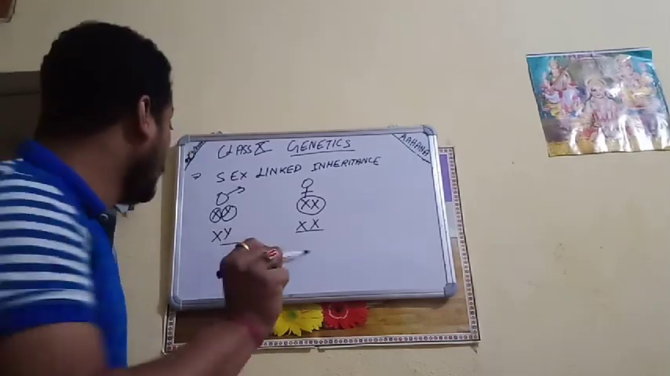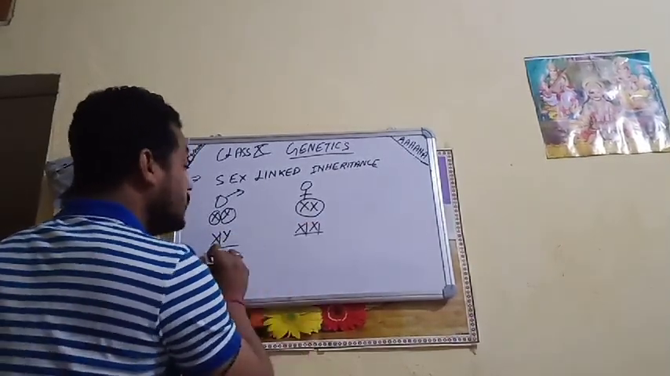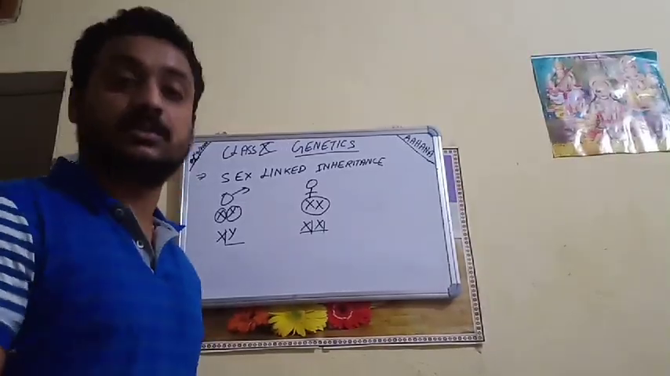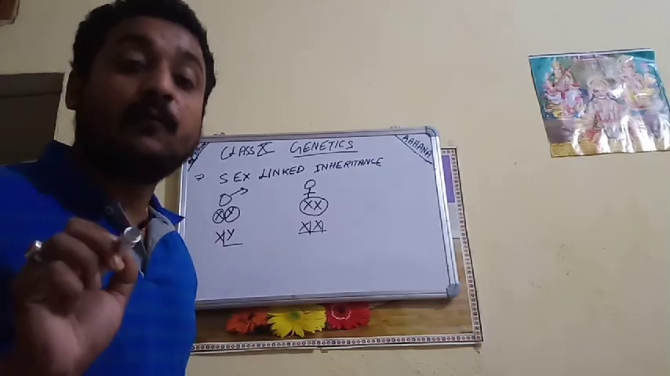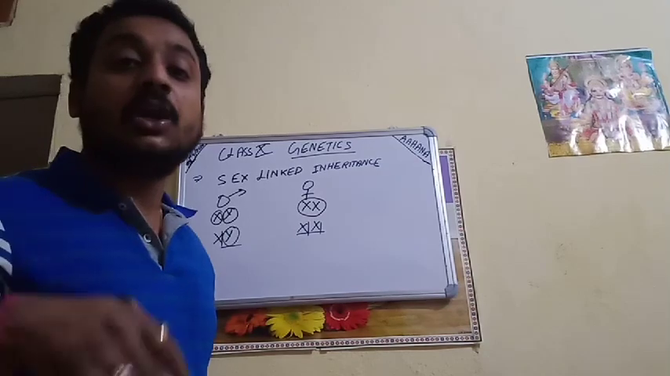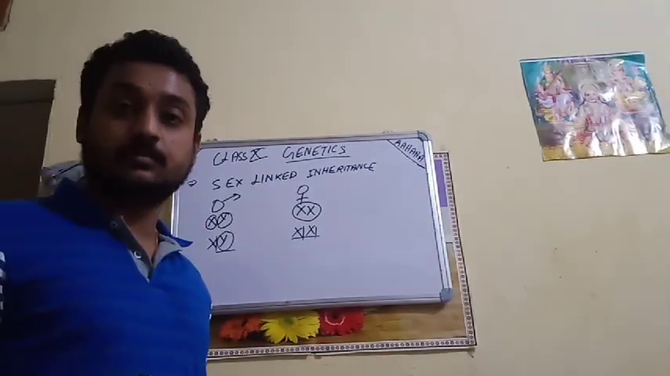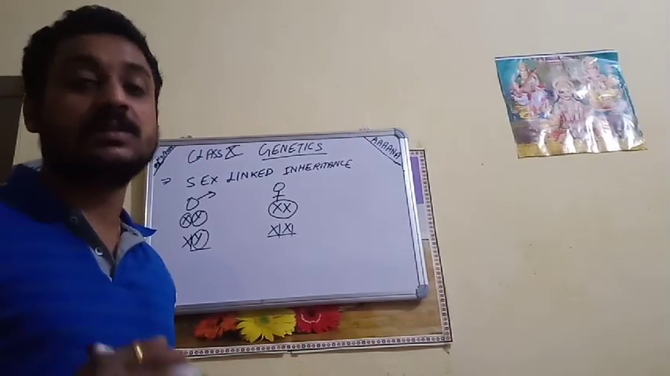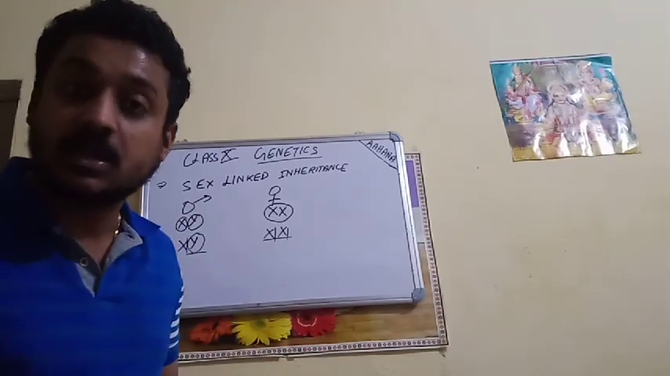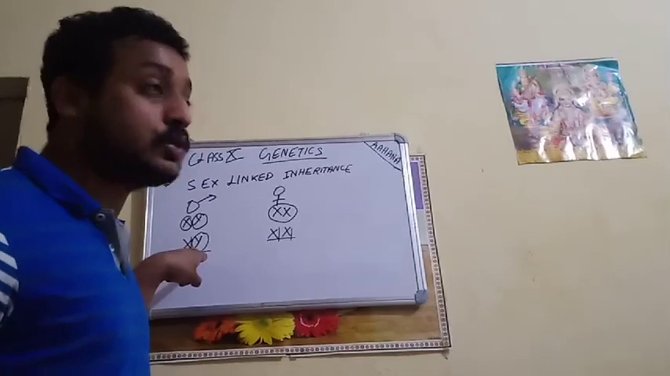Now any kind of alteration that takes place in this X, or this X, or this X, will lead to X-linked inheritance. And any kind of alteration taking place in the genes of the Y chromosome, because chromosomes contain genes, is a change in the genes of the Y chromosome.